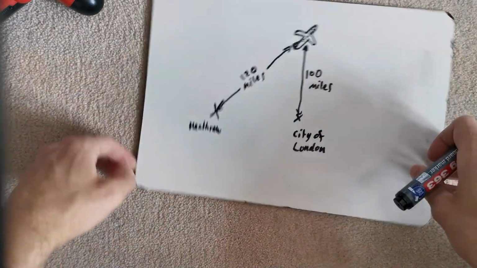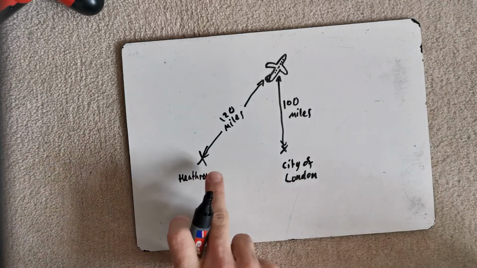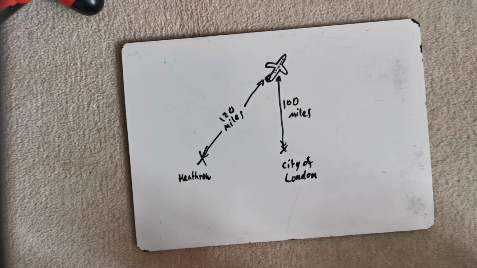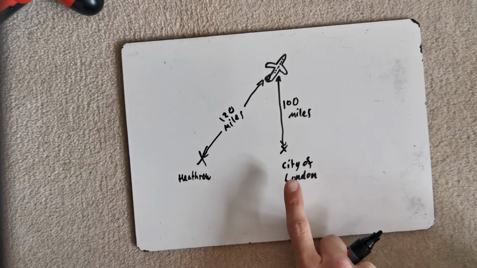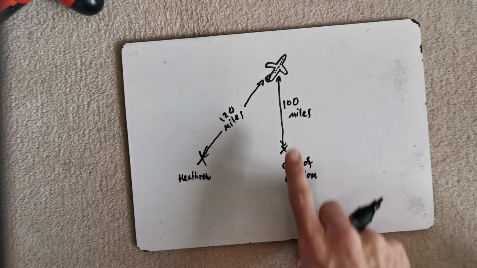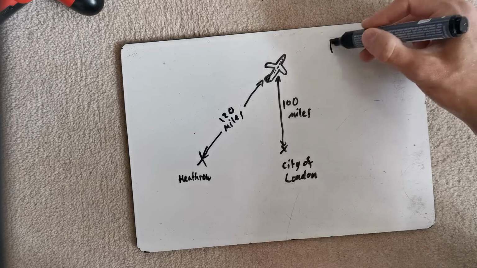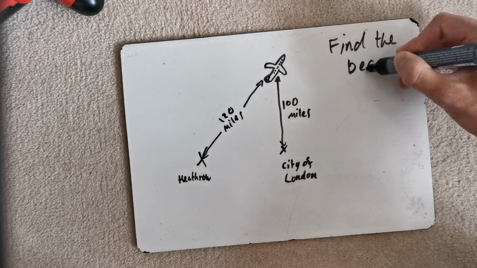Here's another question for you. We've got a plane that's travelling from Heathrow. It's taken off from Heathrow and it's gone in a complete straight line from Heathrow. We've also found out that it's exactly 100 miles north of the centre of London. The question here is we've got to find the bearing of the aeroplane.